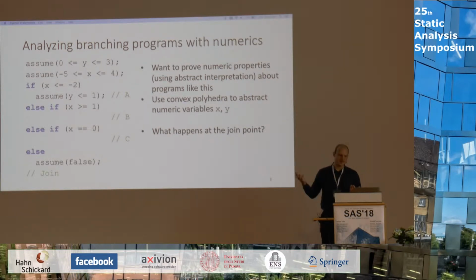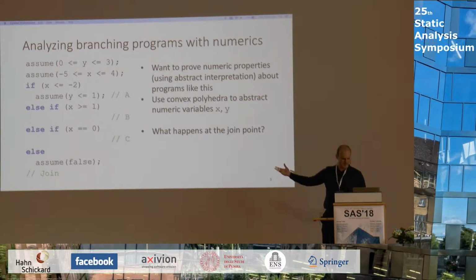So imagine you have some program that looks like this, where there are 3 different branches with 2 different variables, and we use convex polyhedra to abstract the representation of the numerics x and y, and there are these 3 different cases, A, B, and C, where different things are happening to each one of these numerics. And then finally, at the end, we have a point where all of these values will come together, and we have the option to join them.